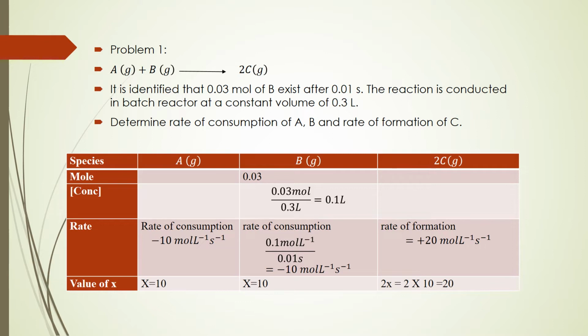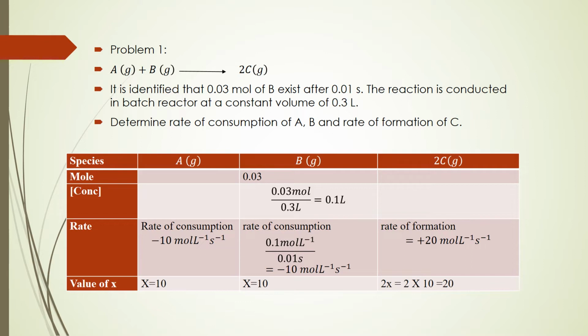We have a 4-column table here. In the first column, at the first row, we name it species, and we put all the species which exist in our chemical reaction. We have A, followed by B, and in the 4th column we put C. As you can see here, I also write down the number of moles of each molecule. It is stated here that 0.03 mole of B exists. So we have no information regarding A and C, but we have information regarding B. We write there 0.03 mole of B.